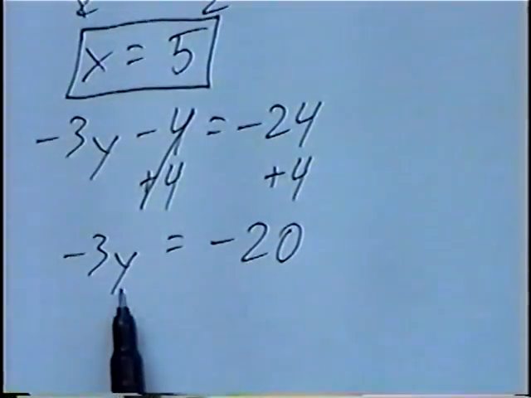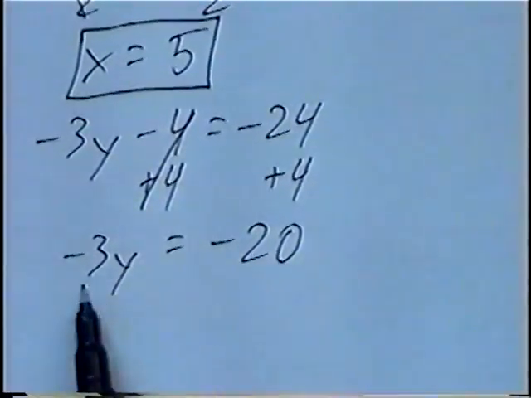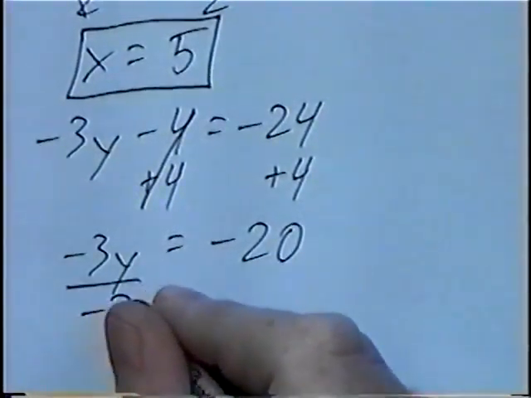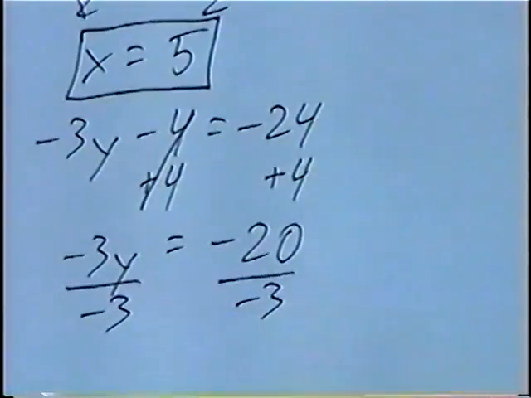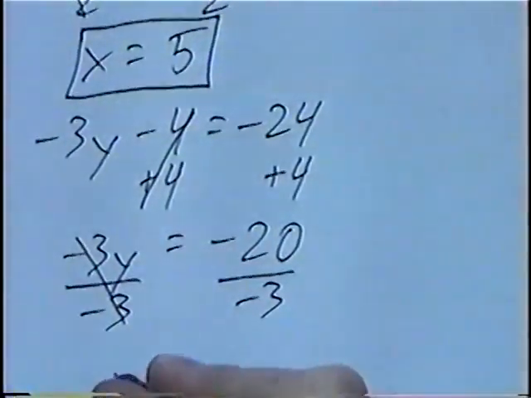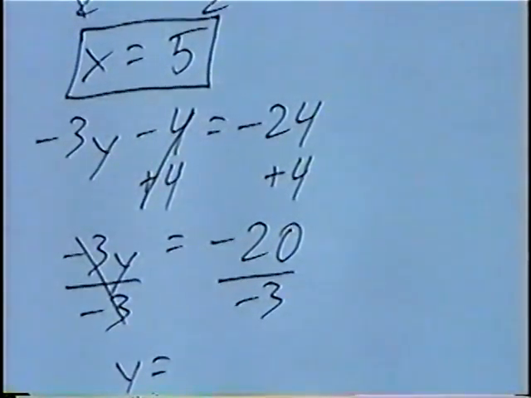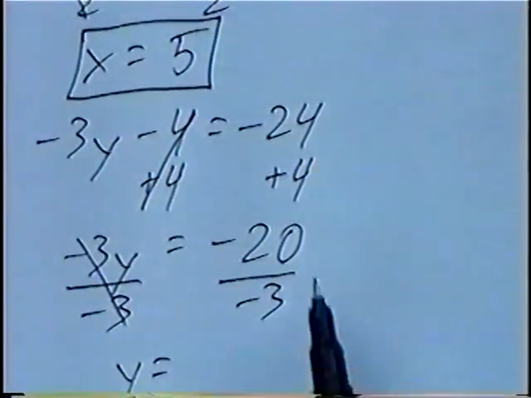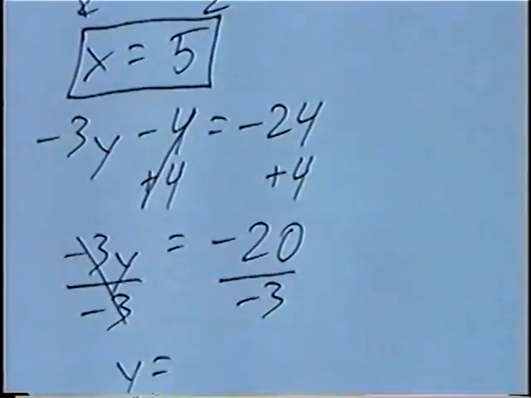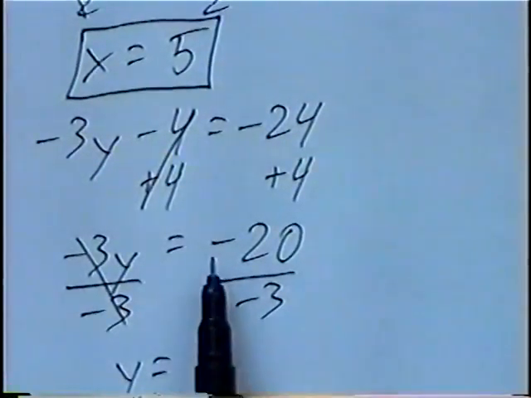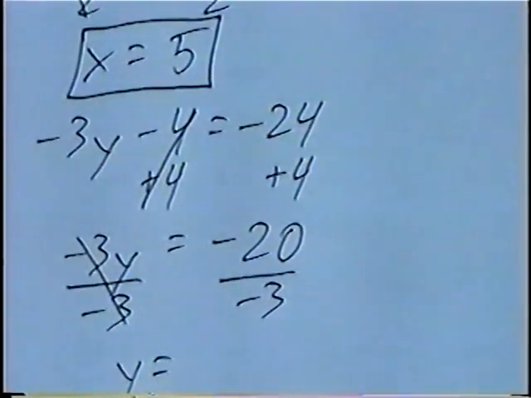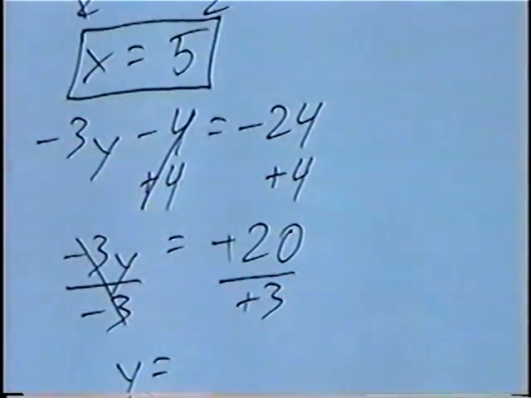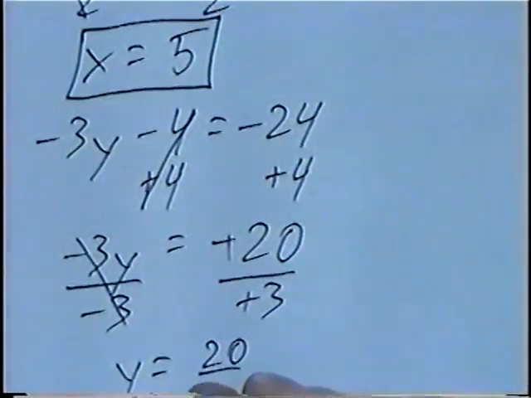And last step, negative 3 times y. To get rid of multiplying by negative 3, we can divide by negative 3. So y equals, 3 does not divide into 20, and the fraction 20 over 3 cannot be reduced. But if we have two negatives, a negative divided by negative would be a positive, so our final answer would be 20 over 3.